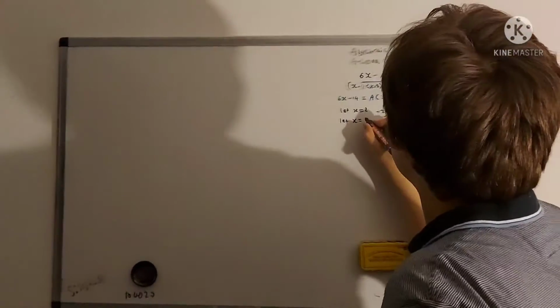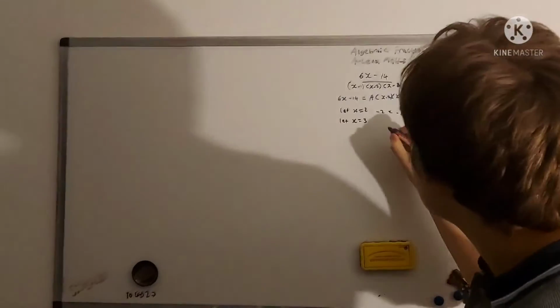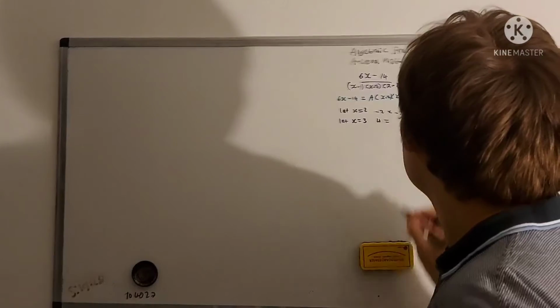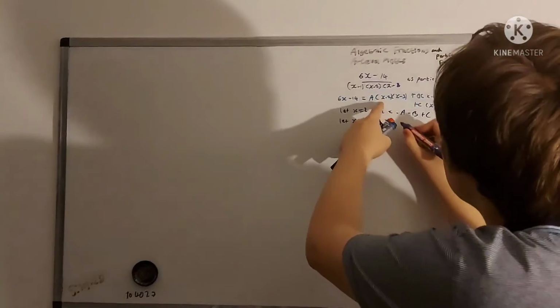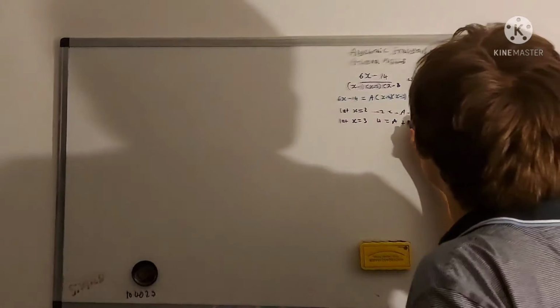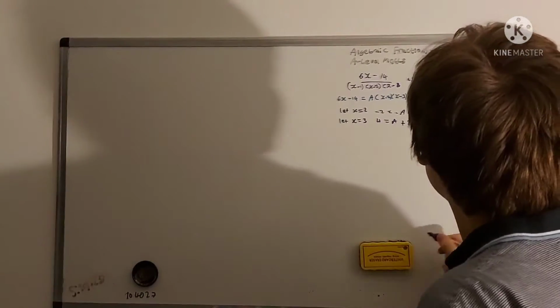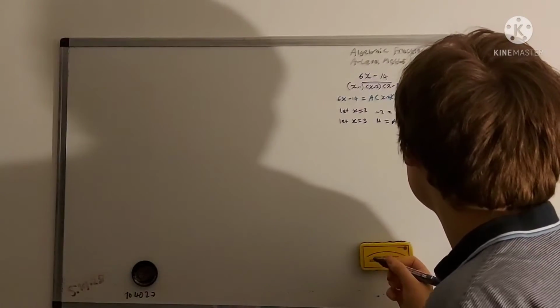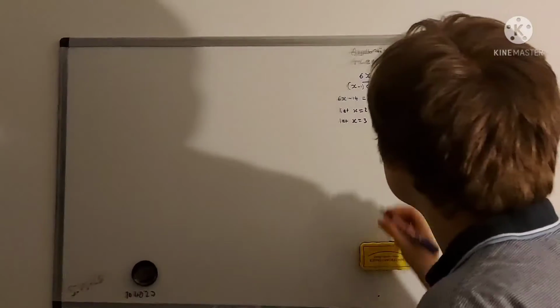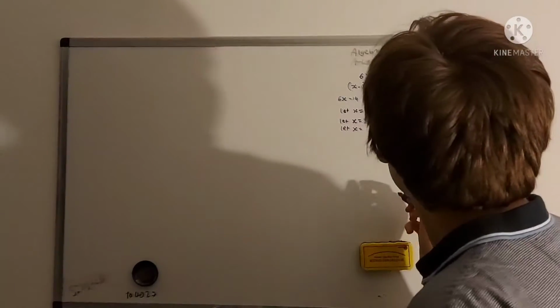Will x be 3? 3 times 6, 18. Take away 14, well that'll be just 4. The 3 will give us just a plus 2b plus 3 take away 1 is 2, so it'll be 2c.